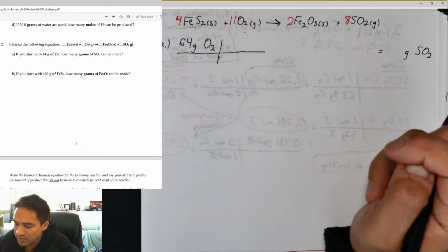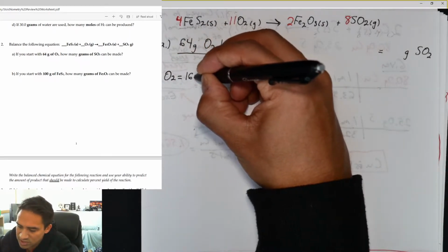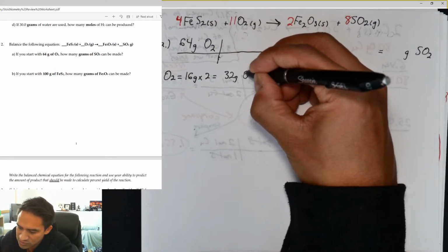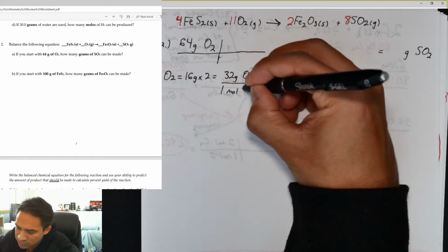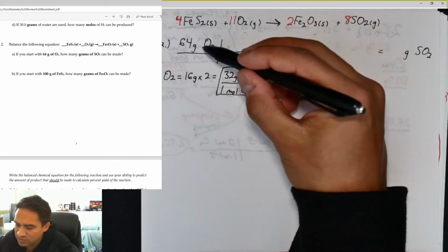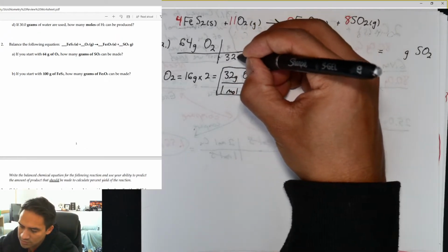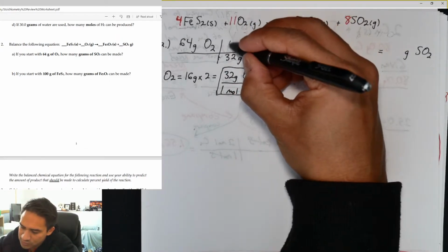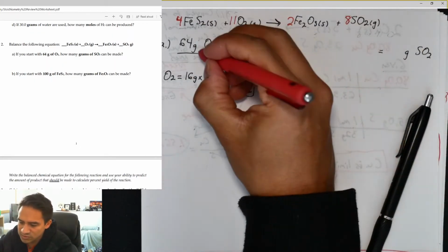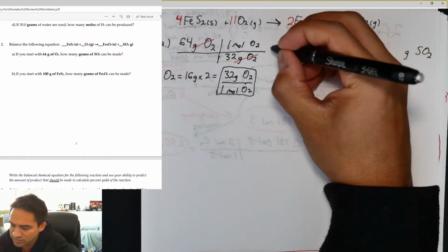To do that, we're going to need the molar mass of O2. O2 is 16 grams for oxygen, times that by 2. That's going to give us 32 grams of O2 per 1 mole of O2. So there's our molar mass. This is going to be our first conversion to convert grams of O2 into moles of O2. Since we're starting with 64 grams, the 32 grams of O2 will go on the bottom. 1 mole of O2 will go on the top. That way our grams of O2 cancel. So this is going to get us into moles of O2.